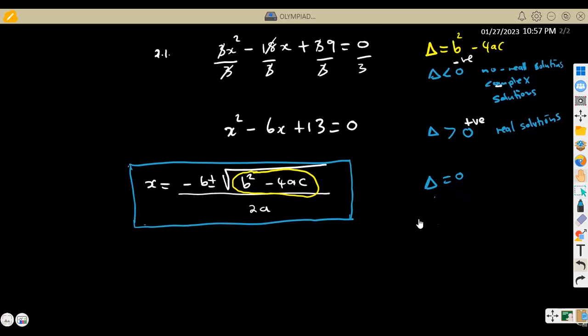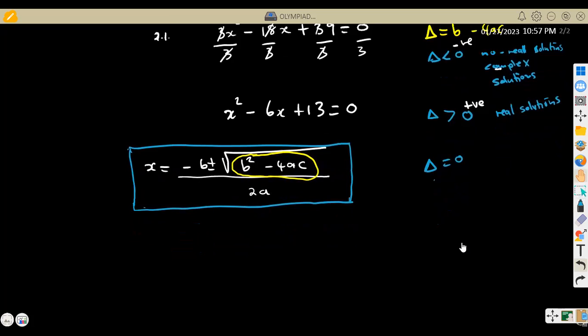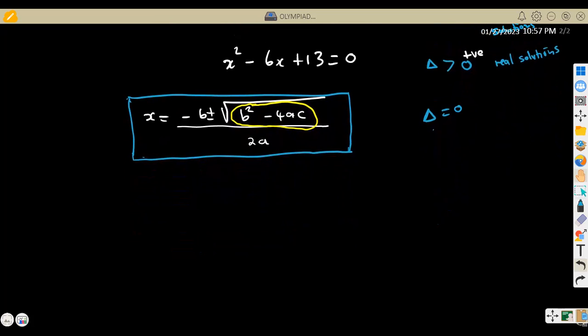I think I have explained so that you won't be surprised. So we are going to substitute the values of a, b, and c from the equation that we are given here. This is a 1x squared, so this is your a, your b, and your c. If you substitute in the formula, you're going to obtain x is equivalent to minus minus 6.